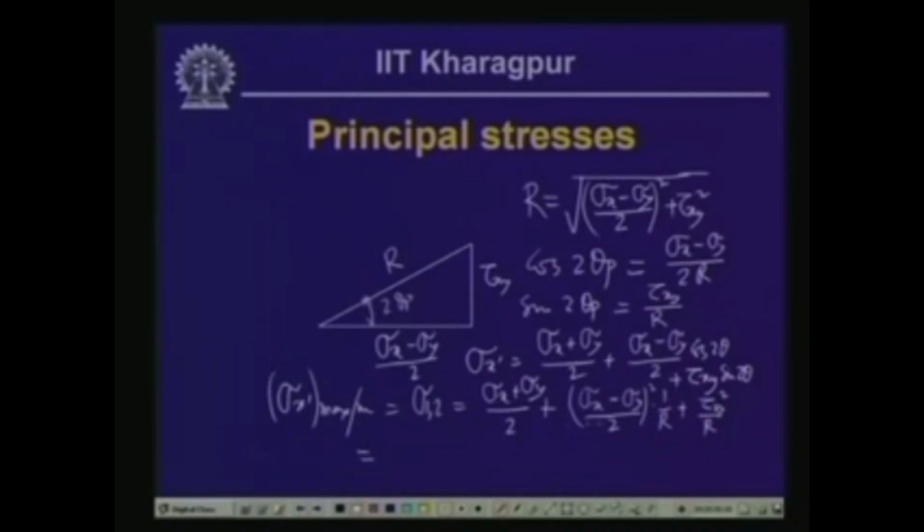So, this is equal to sigma x minus sigma y by 2 square plus tau x y square, divided by r, and as we have denoted, r is the root of this. So r square is the top part. So sigma 1, 2 can be written as sigma x plus sigma y by 2 plus r square by r, this gets cancelled. So this eventually gives us sigma x plus sigma y by 2 plus root of sigma x minus sigma y by 2 square plus tau x y square. So this is the value of the maximum stress or one of the stresses we get.